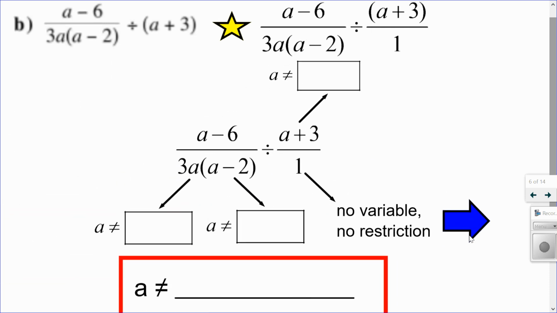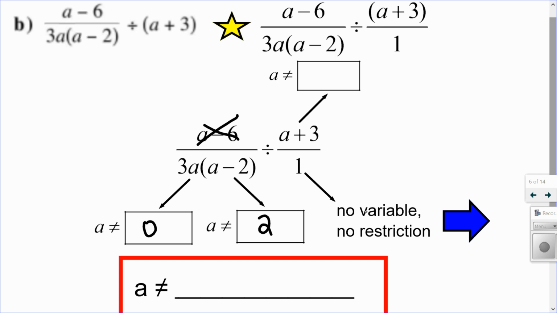So non-permissible values only in the denominators and the numerator of the second fraction. So everything except for the numerator of fraction 1. So 3a is a monomial. Restriction is variable can't be 0. A minus 2, nice binomial, so it's the opposite value.